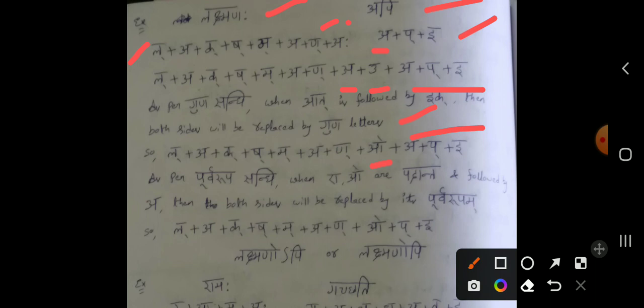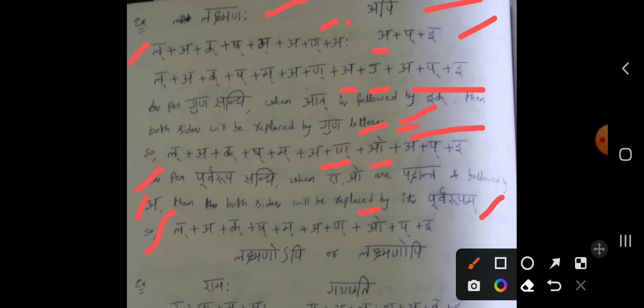And after this we have applied Purvarupa Sandhi. Why? Because O is the Padanta. As per Purvarupa Sandhi, when A or O is at the Padanta and followed by the letter A, both will be replaced by its Purvarupam. So here O is the Padanta of Lakshmanaha, and in the next word it is followed by the letter A. So O plus A becomes O. So finally we got this form.